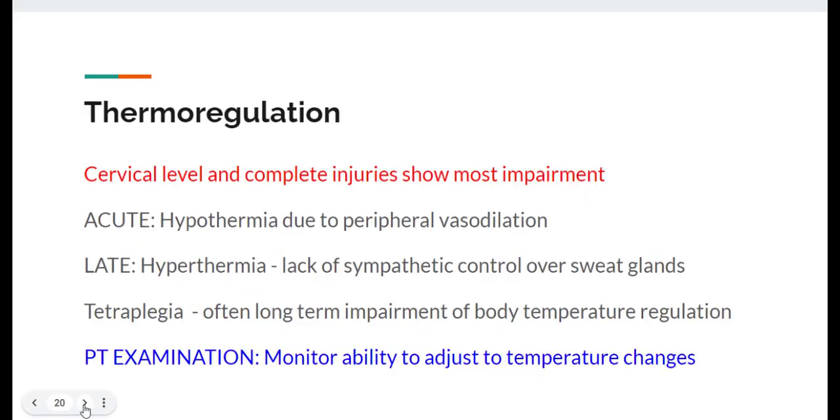We also have to remember that they're going to have difficulty with thermoregulation, especially those cervical level injuries and those with complete injuries. Acutely, they might be hypothermic due to some vasodilation, but in the chronic stages, we're really teaching them to watch out for hyperthermia. They have that lack of sympathetic control over their sweat glands, so we might need to give them some strategies to use if they're going out in the community in the summer.